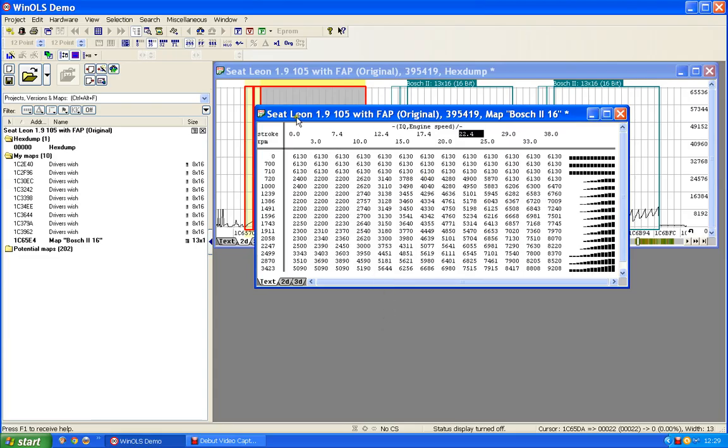Right, now if that's the EGR map, then this should be mass airflow, so it will probably peak at somewhere around about 1,000, that sort of area. So 920 would seem a reasonable figure.